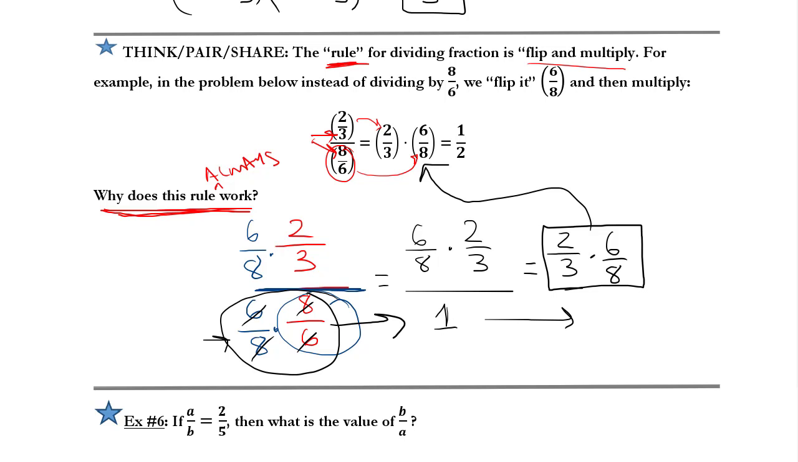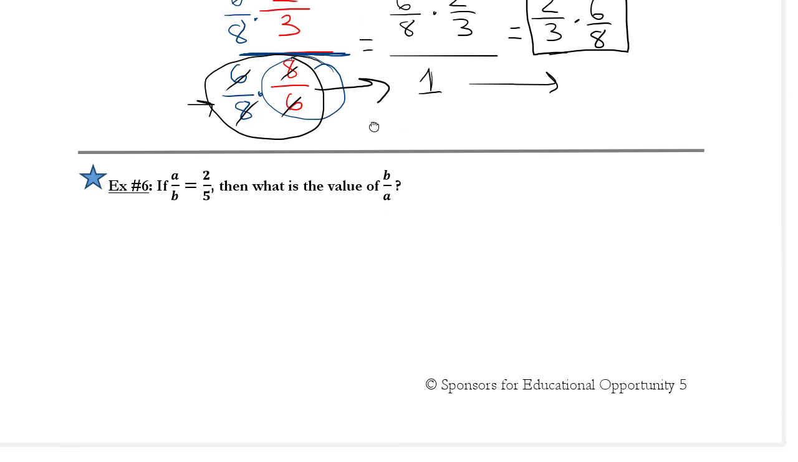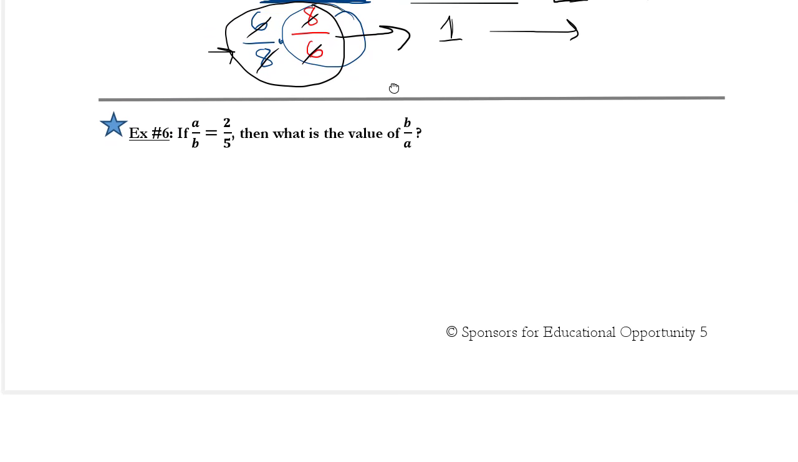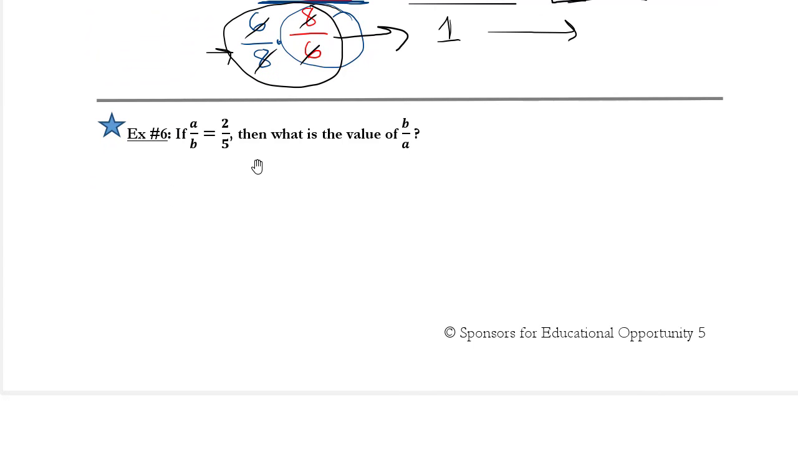Let's do one more problem. Example number 6. If a over b equals 2/5, then what is the value of b over a? Okay, great. We can actually solve this problem without doing any work. All we need to do is flip the fraction. So if a over b is equal to 2/5, b over a, this ratio, is equal to 5/2.